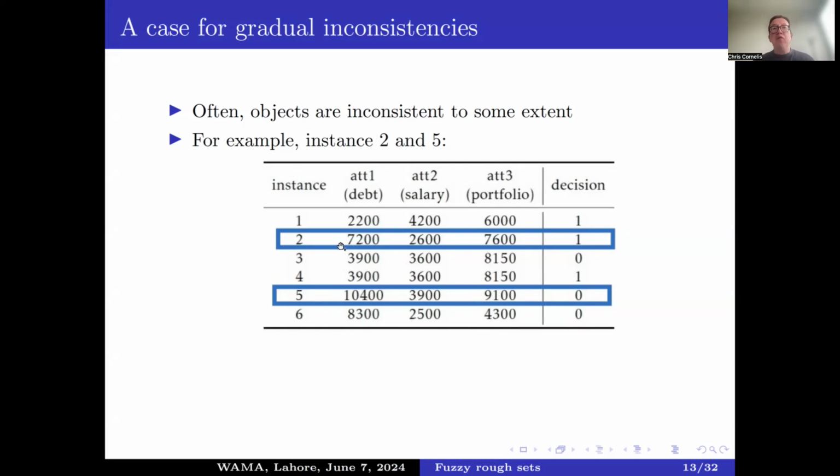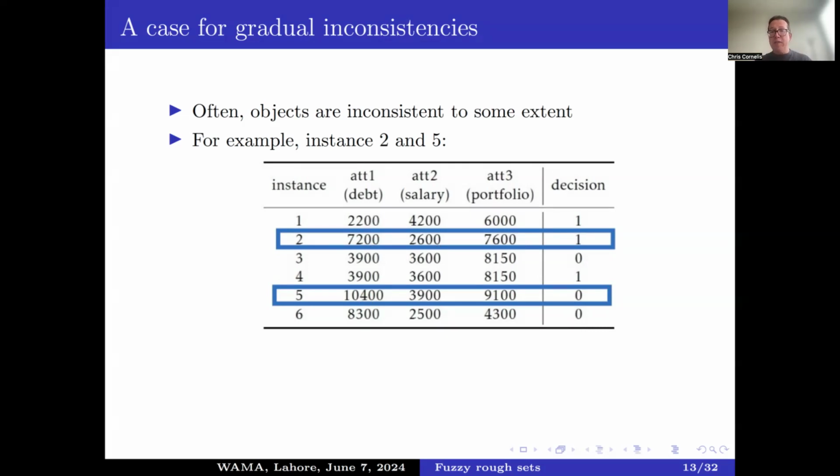For example, if we look at instance number 2 and number 5 in this example, number 2 has lower debts than number 5, but on the other hand, they have lower salary and lower portfolio as well. So you might argue that number 2 is a weaker customer with respect to our financial parameters than number 5, but still they got the loan, but number 5 didn't. So we can say that there's a kind of partial inconsistency in here.